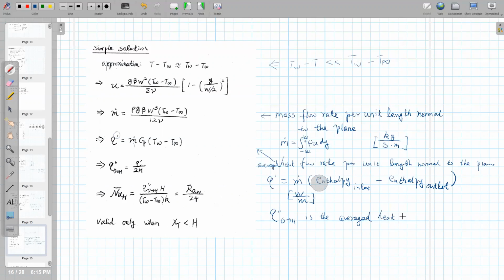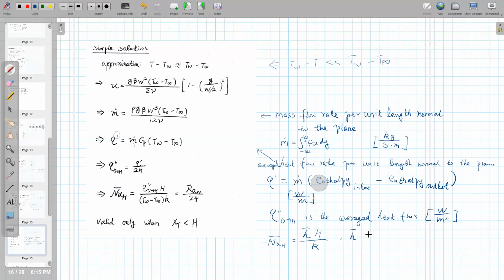Heat flux, and its unit is watts per meter squared. After you have the average heat flux, you can define the average Nusselt number, right? We know that this Nusselt number can be defined as the average heat transfer coefficient times h over k, right? And this average heat transfer coefficient can be defined as the average heat flux divided by the temperature difference, Tw minus T infinity.